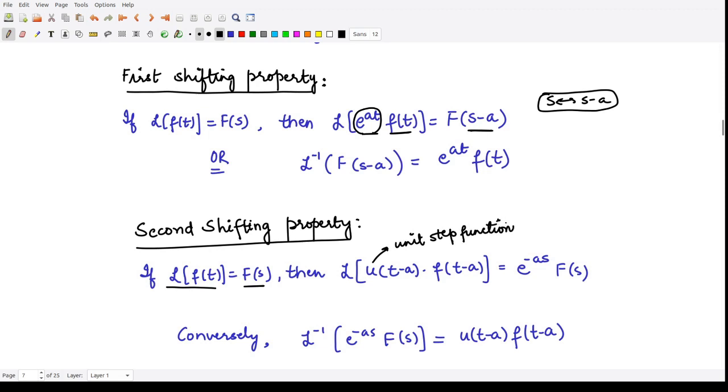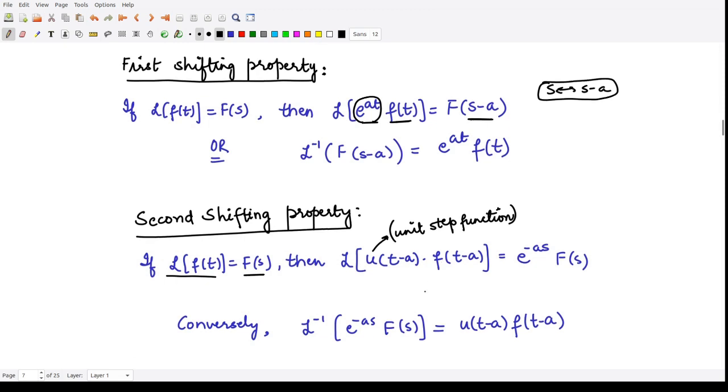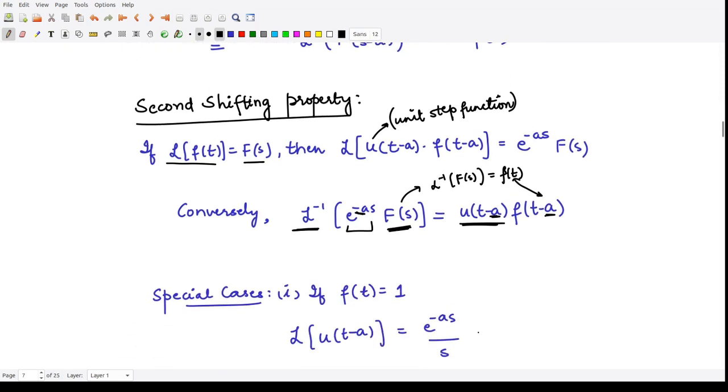And this second shifting property is very useful whenever we are to take the inverse Laplace transform. Suppose some function is given to you along with e to the power of something. In that case, it is equivalent to u of t minus a times whatever is the Laplace inverse of capital F of s, that is small f of t. So here, in place of t we have t minus a, and whatever is minus a here, that same minus a comes in place of the variable t. So this is what we know.